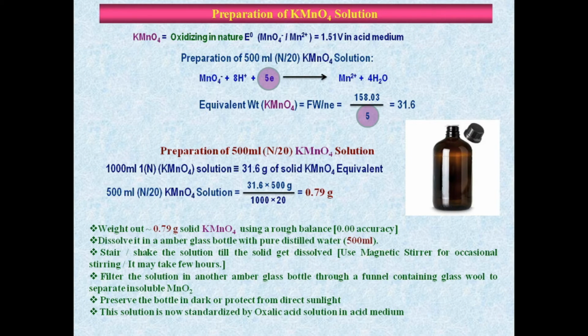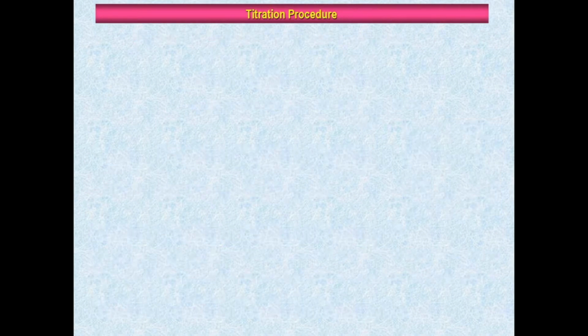Now we have to preserve the amber glass bottle in a dark place protected from direct sunlight, since in the presence of sunlight, KMnO4 gets decomposed. And the last step: this solution is ready to use as an oxidizing agent to titrate with oxalic acid solution in acid medium. Now the titration procedure.